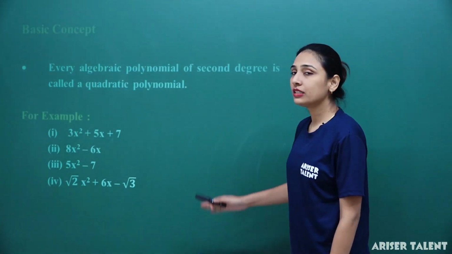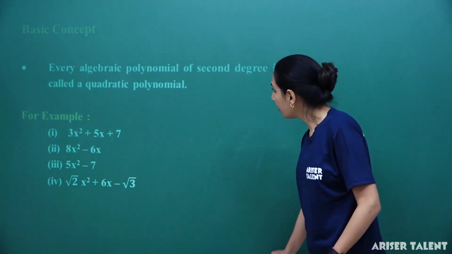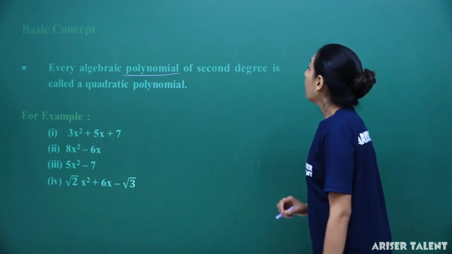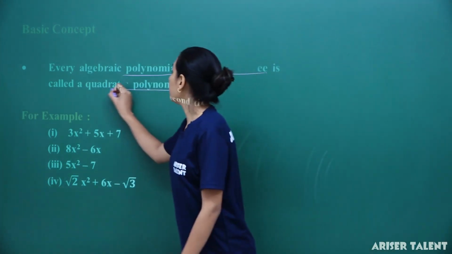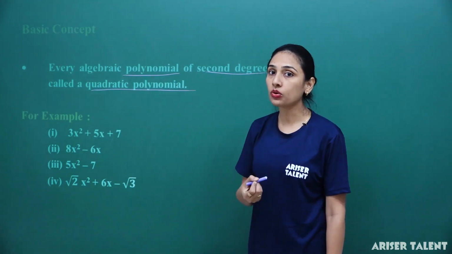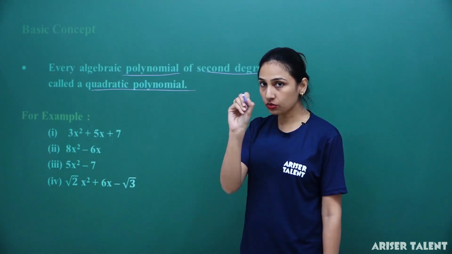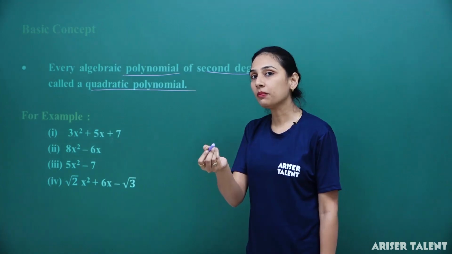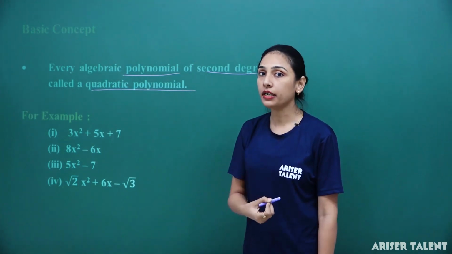Now, the basic concept we have gone through: every algebraic polynomial, and we have discussed polynomials in chapter 2 of our syllabus, of second degree is called a quadratic polynomial. So when the polynomial has the second degree, that will be known as a quadratic polynomial, and when we put an equals to sign and then a 0 in the RHS, that polynomial expression will become a quadratic equation.